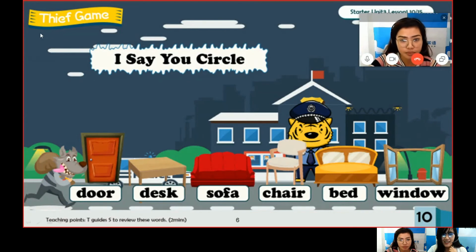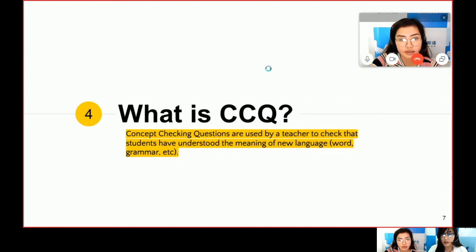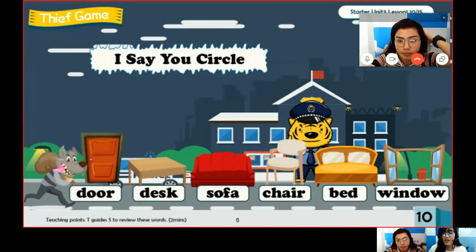Okay, this is a thief game. We must give instructions to the students. Very short instruction. I say, you circle. It's not like, okay, in this class you're going to blah blah blah. You're going to, what we're gonna do here is like that, like that. It's boring for the students.